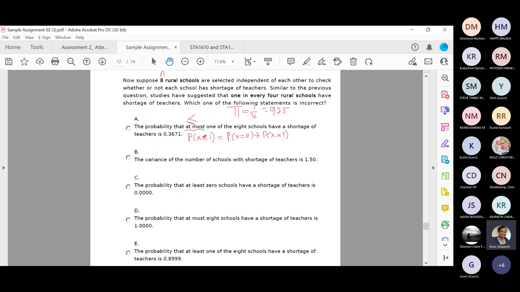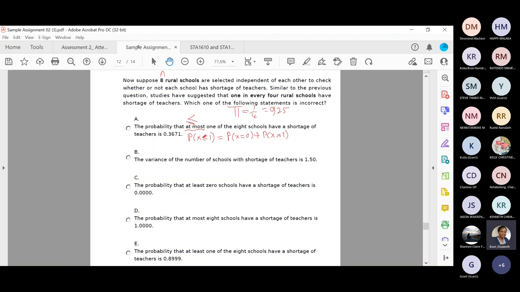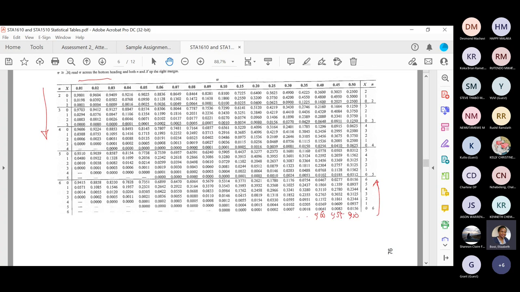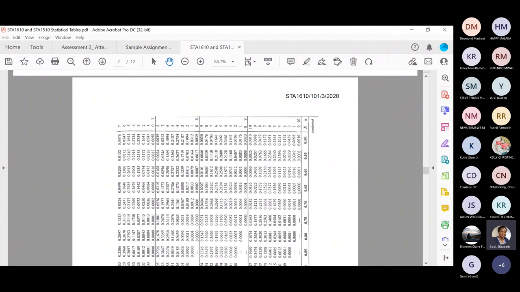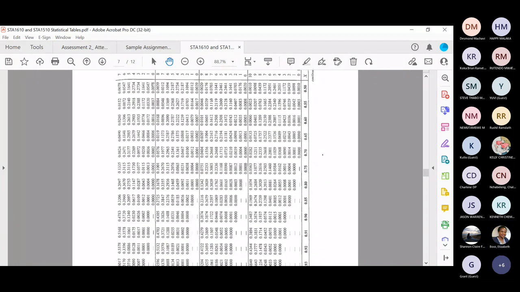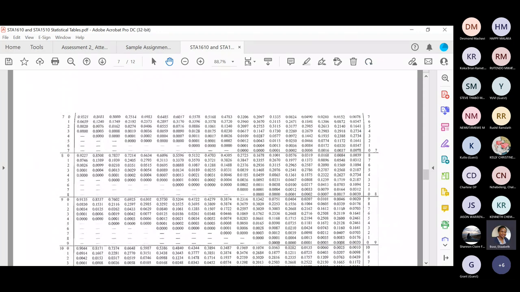So here, our probability is 0.25. It is the smaller probability, so we're using the top part of the table and looking at the left-hand side. Our N is 8, which is also very important. So we need to go to the table where n is 8. I must turn it clockwise. Here we go.